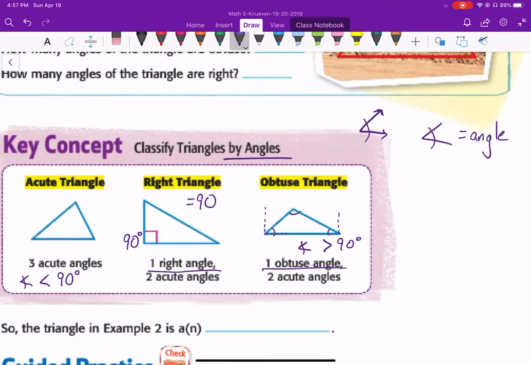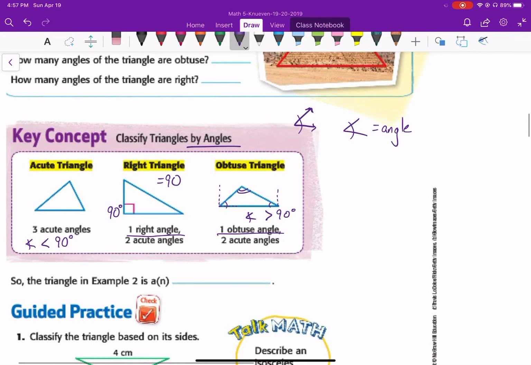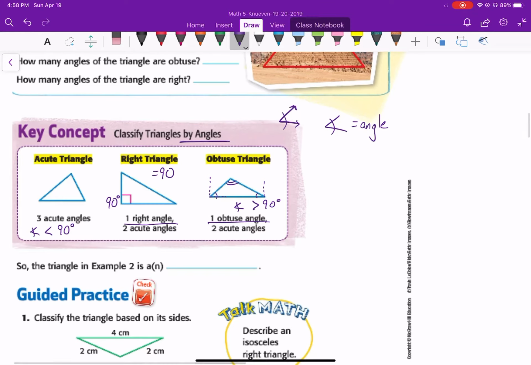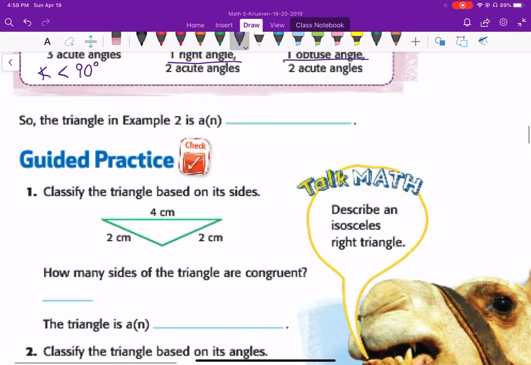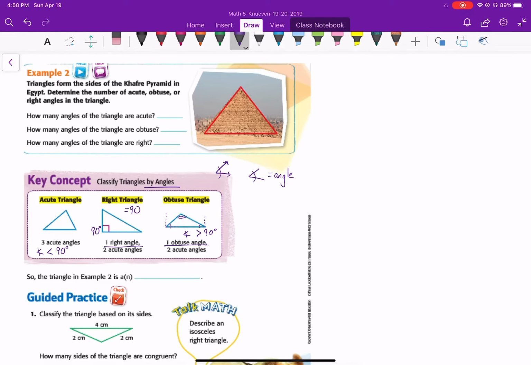So that means that this one would be my obtuse angle, right? So the entire triangle then is obtuse. Now, is it possible to have two obtuse angles? Interesting thought. We'll come back to that later on, but I'll let you think about that. So the triangle in example 2, if we're looking at our pyramid here, how many angles of the triangle are acute?